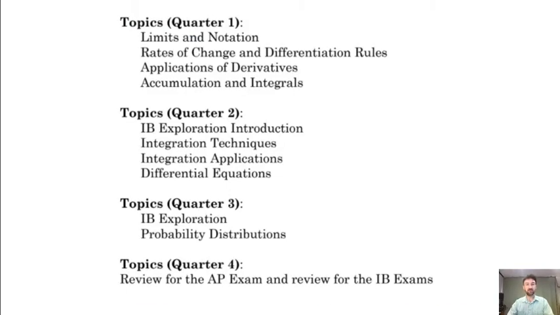In this class, we'll be learning mostly about calculus for the first semester, and then in the second semester we'll spend some time working on the IB exploration, learning about some probability distributions that you didn't quite make it to last year, and then working on the review for the exams that happen at the end of the year.